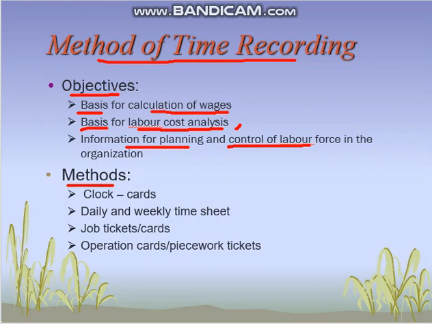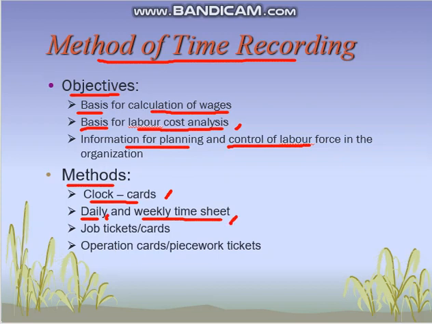Alright, number 1 is the clock card, or normally we call this a punch card. You have to clock in when you come in, and after you finish your work, you have to clock out. Alright, daily or weekly timesheet. So what is a timesheet? It's a piece of paper recording the number of hours worked. It could be daily and it could be weekly.